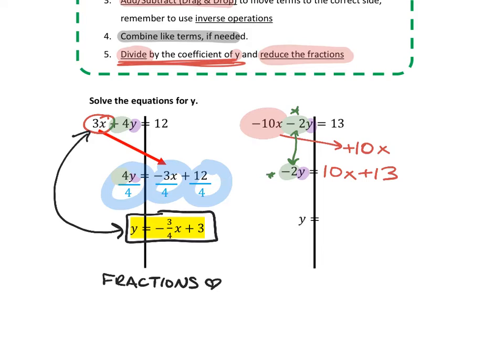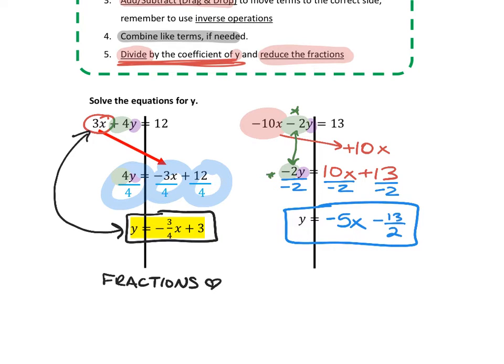But from there, you just continue solving the way we always have. Divide by the entire coefficient of y, which in this case is negative 2. And you divide each piece separated by a plus or minus sign by negative 2. 10 divided by negative 2 is negative 5x, and 13 divided by negative 2 would be negative 13 halves. You'll get negative 6.5, but remember, we like fractions. We're going to leave it as negative 13 over 2.